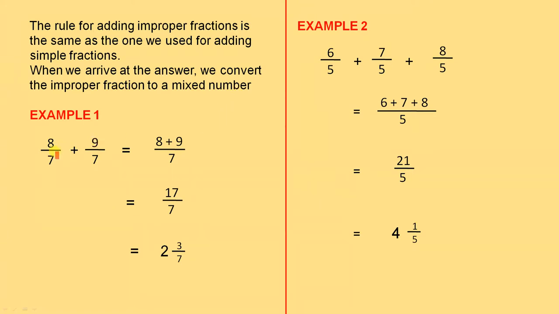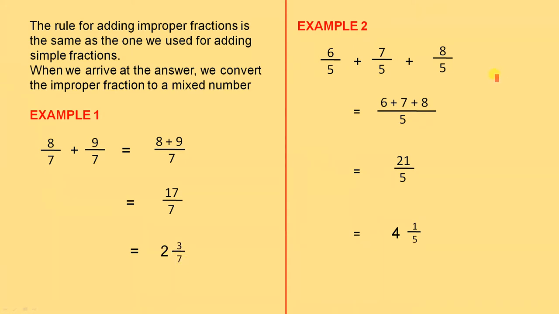Example 1. 8 over 7 plus 9 over 7. You can see that they're both improper fractions because the numerator is larger than the denominator in each case. Since the denominators are the same, 8 plus 9 over 7 gives us 17 over 7. 7 into 17 goes twice, with a remainder of 3, so the answer is 2 3/7.